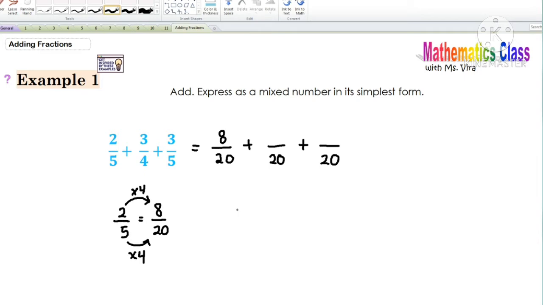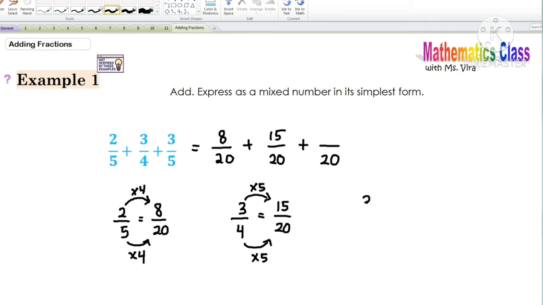3/4 exchange into a fraction with denominator 20. 4 times 5. Denominator times 5, numerator also times 5. So 3 times 5, 15. 3/4 exchange into 15 over 20.